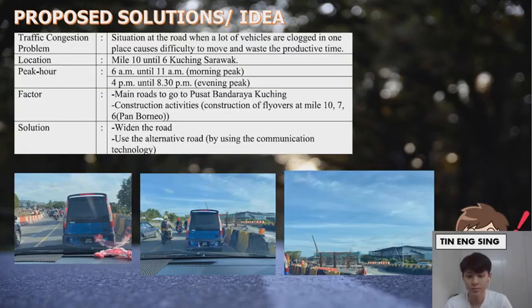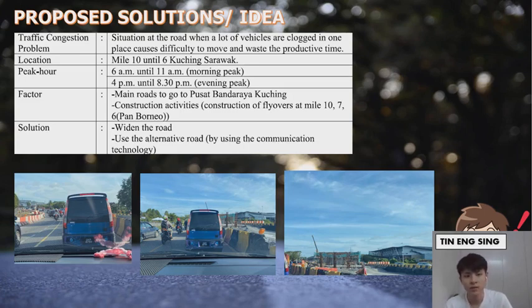As you can see from the picture, this is the situation on the road when a lot of vehicles are crowded in one place at one time, causing difficulty to move and wasting the productive time of the drivers. This location is at Mile 10 until Mile 6 in Kuching, Sarawak. There are two peak hours: the morning peak from 6 a.m. until 11 a.m. and the evening peak from 4 p.m. until 8:30 p.m. It is because of the drivers who want to go to work in the morning, using the road, and also want to go back home at the evening peak after work.